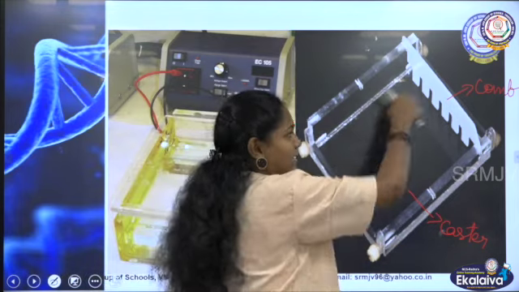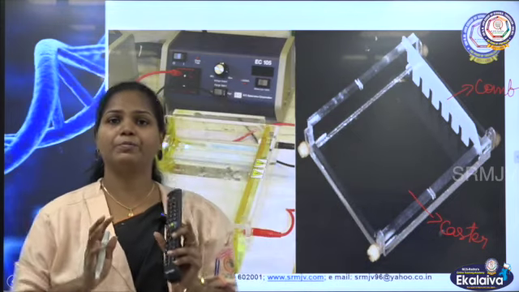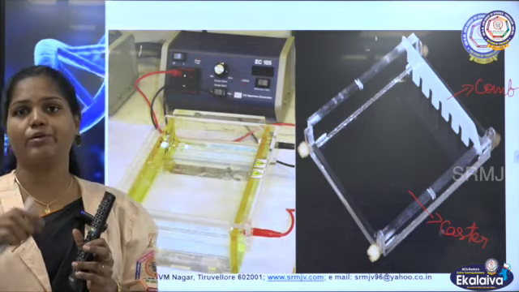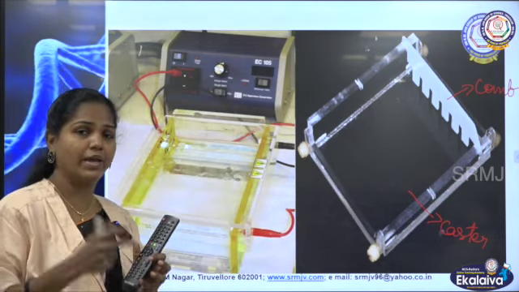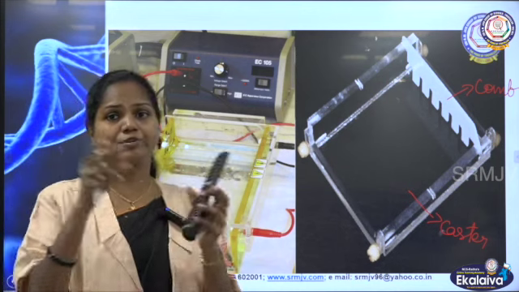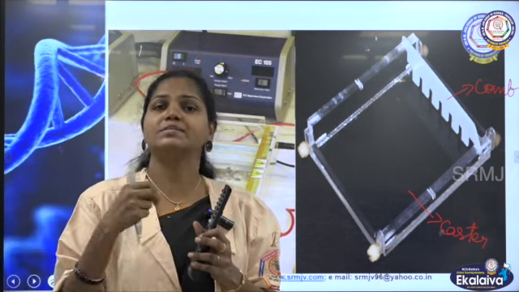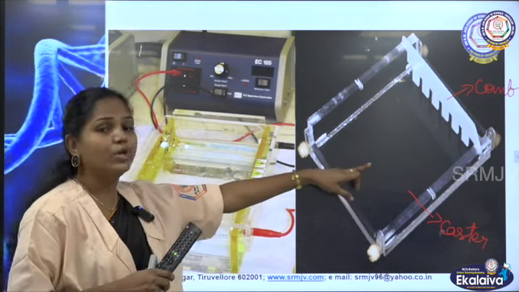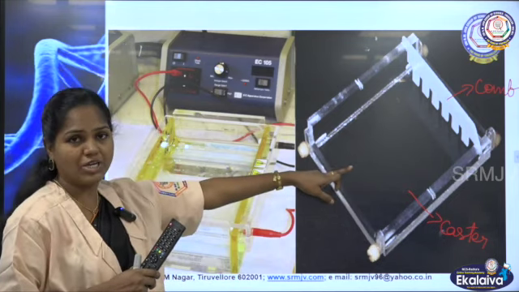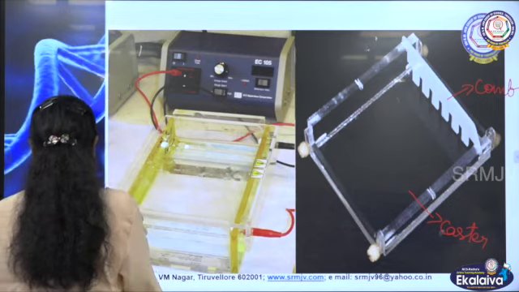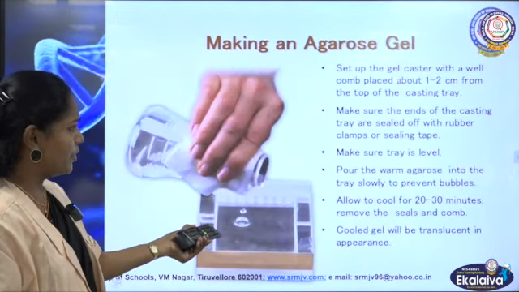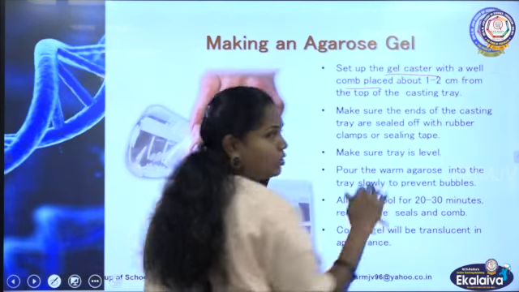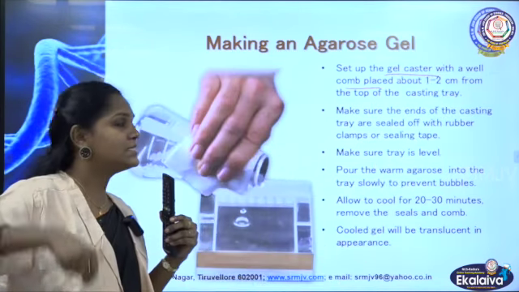After inserting this comb, you prepare the agarose gel. Agarose is dissolved in the buffer and heated for complete dissolution. Once it is dissolved, you have to pour it in this gel caster. So, set up the gel caster with a well comb. I showed you how the comb is inserted.